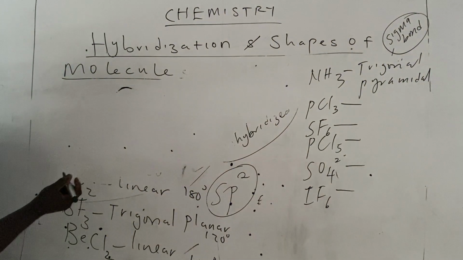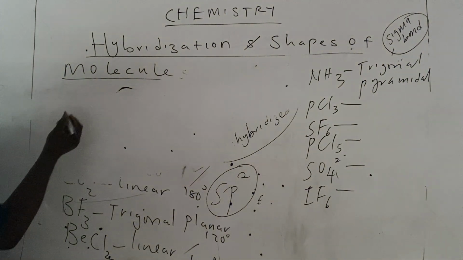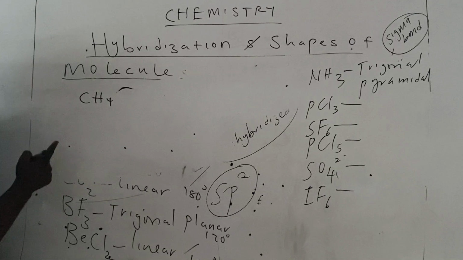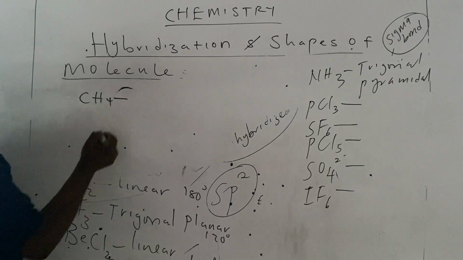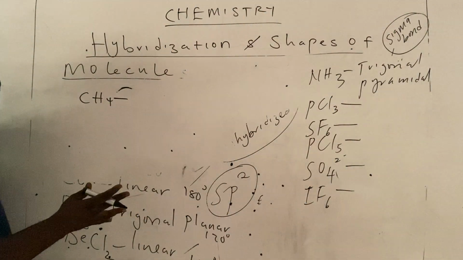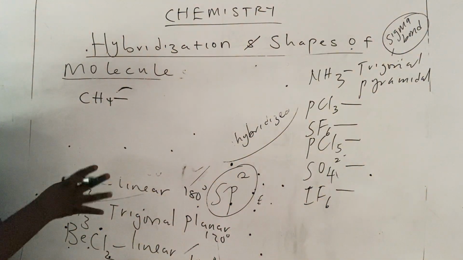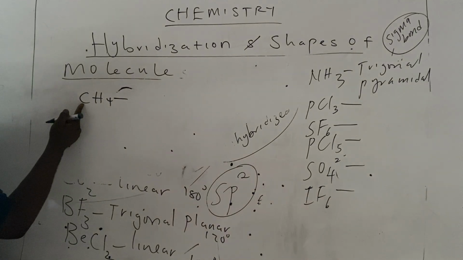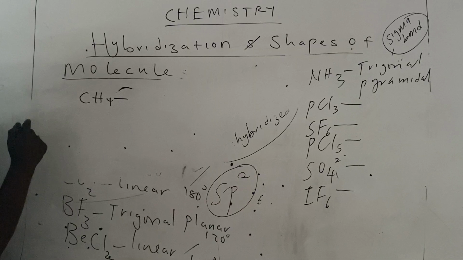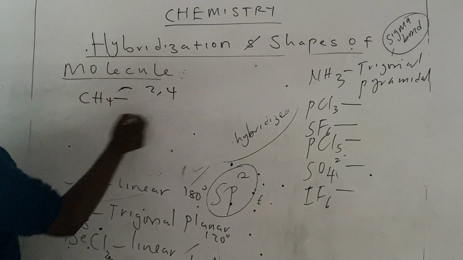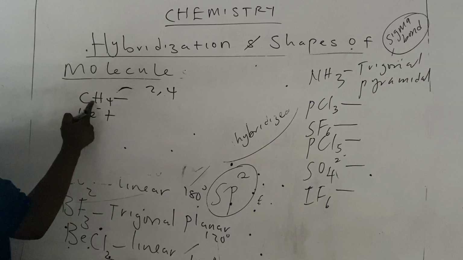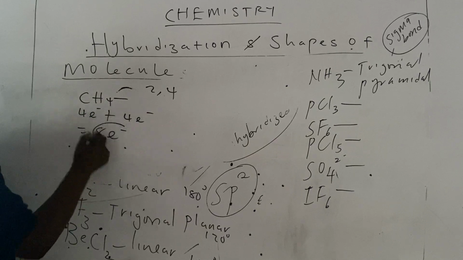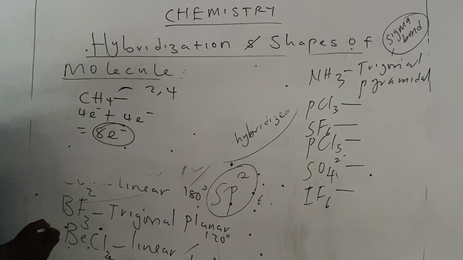Now, in bonding, for example, this is methane. The first thing I want to do here is to know the total available electrons around methane. That is the total around the central atom. So this is carbon. Carbon is 6, so I will say 2, 4. So I will take 4 electrons. Hydrogen is 1. 1 times 4, that's 4 electrons. So I will have 8 electrons in total. So there are 8 electrons here.